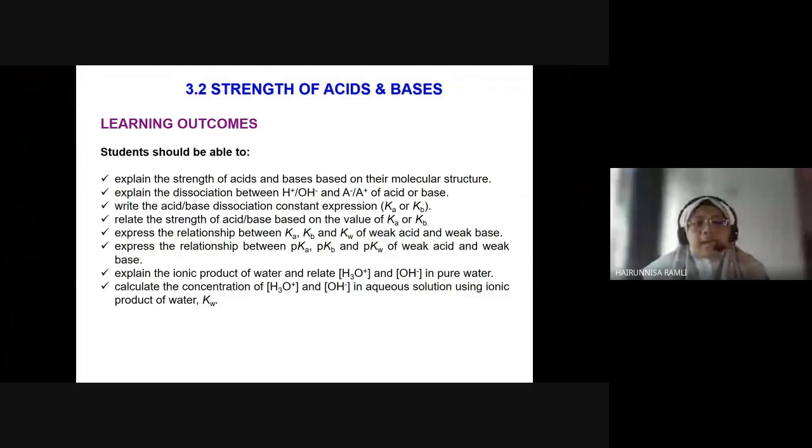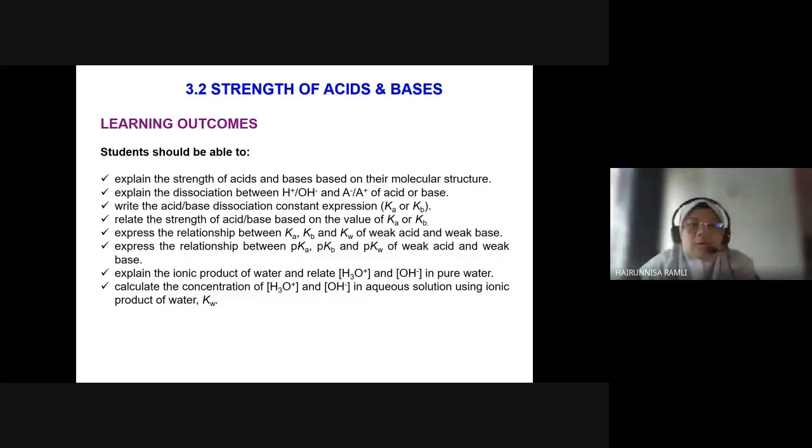So number 3, write the acid-base dissociation constant expression. What you have learned in chapter 2, you remember, you learned the expressions Kc and Kp. C is for concentration, P is for pressure. Basically, this acid-base dissociation constant has the same method as what you learned for Kc and Kp. In chapter 3, Ka means for acid, Kb means for base. We will use it again, so you cannot leave behind what you learned in chapter 2.